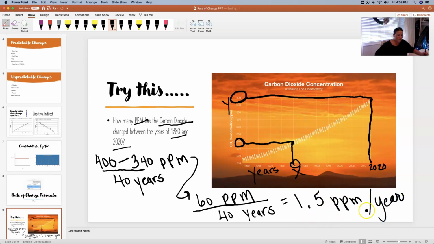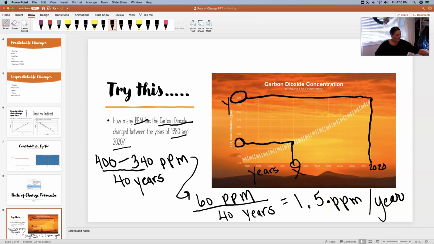What this is telling me is that each year between 1980 and 2020, carbon dioxide has increased, obviously it's going up, by about 1.5 parts per million per year. And that's exactly how you do rate of change. You take your two values, you subtract them, you find the difference, and then you simply divide that difference by the amount of time that it took for that difference to occur.